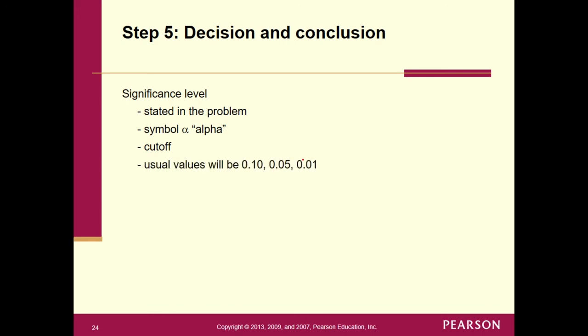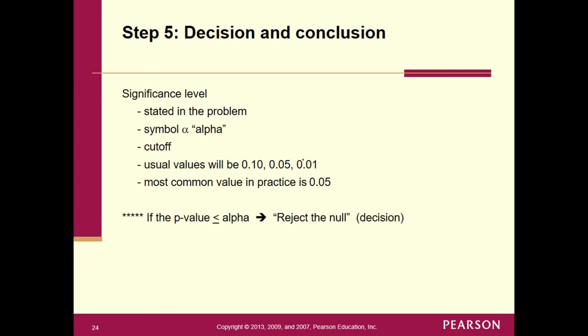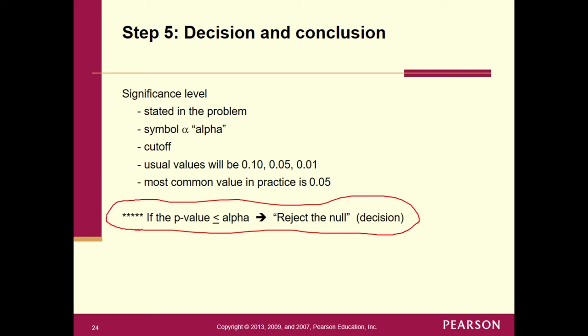Usual values for the significance level would be 0.1, 0.05, and 0.01. The most common value in practice is 0.05. And here's one that also gets 5 stars. You have to know this, okay? If the p-value is less than or equal to alpha, meaning it's really, really small, you go ahead and reject the null. That's what we mean by making a decision, rejecting the null. So if the p-value is less than or equal to alpha, we reject the null hypothesis.